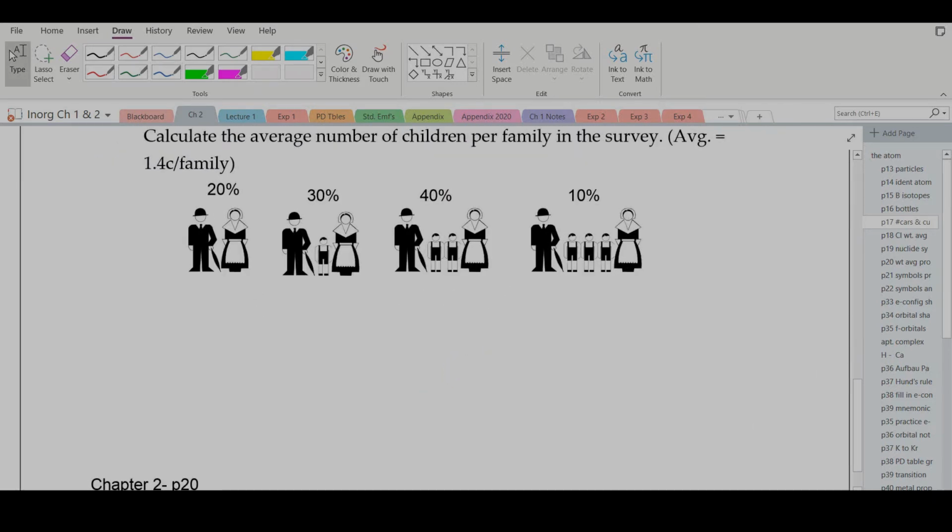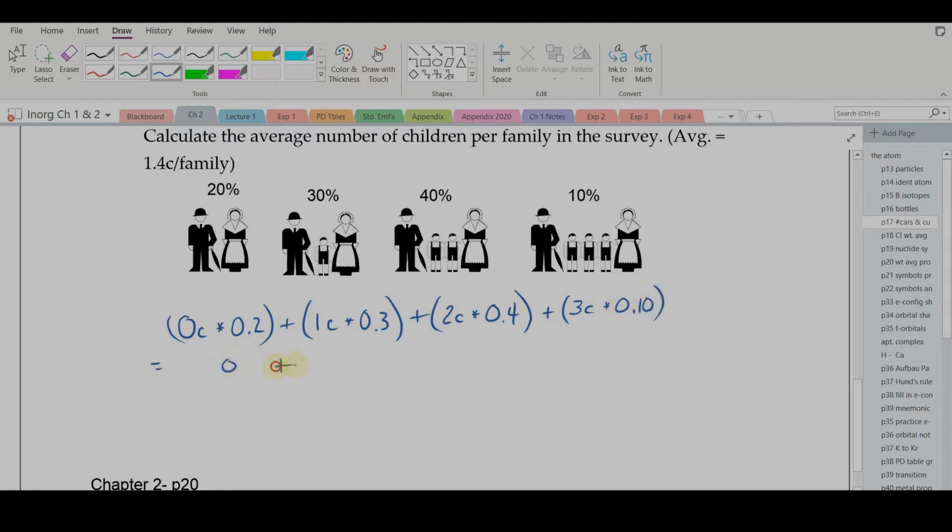So we would write 0 children times 0.2, plus 1 child times 0.3, plus 2 children times 0.4, plus 3 children times 0.10.